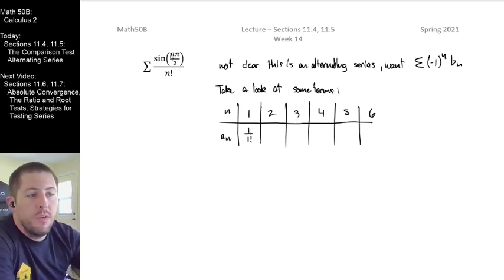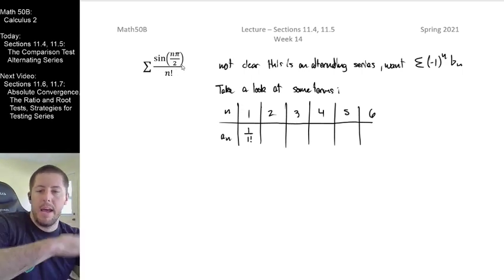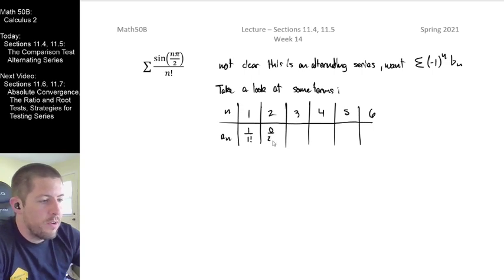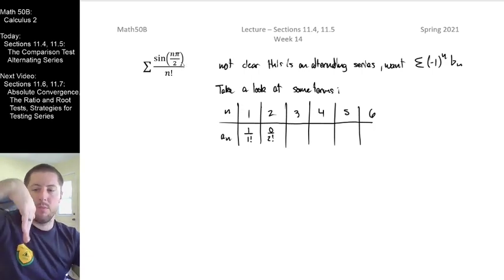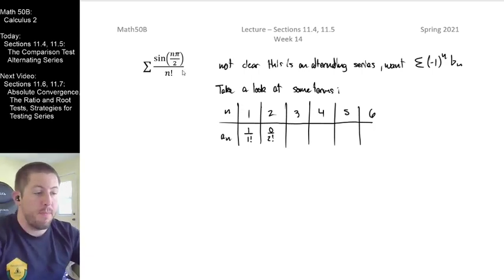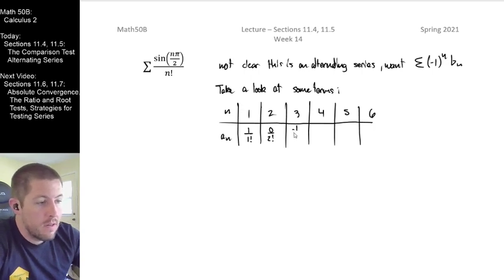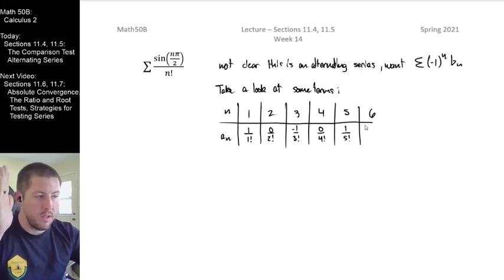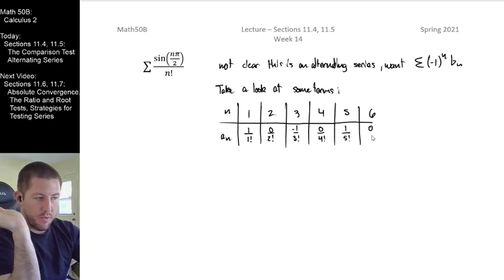Next, I'm going to look at n equals 2. 2 pi over 2 is just the sine of pi. So sine of pi's height has 0 right there. So we're going to get a 0 over 2 factorial. When I plug in 3, it seems like we're going to get 3 pi halves, which is pointing straight down. That's going to give me a sine of 3 pi halves is -1 over 3 factorial. 4 pi halves is 2 pi, so that's going to give me a 0 on top over 4 factorial. 5 pi halves is going to give me a 1 on top over the 5 factorial. 6 pi halves is 3 pi, so it's a 0 on top over 6 factorial.